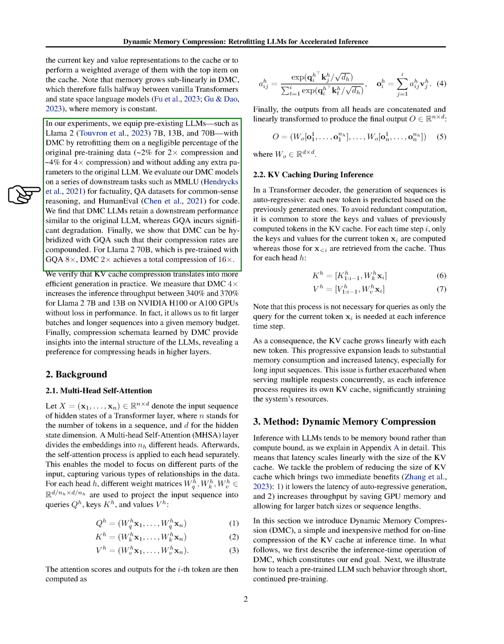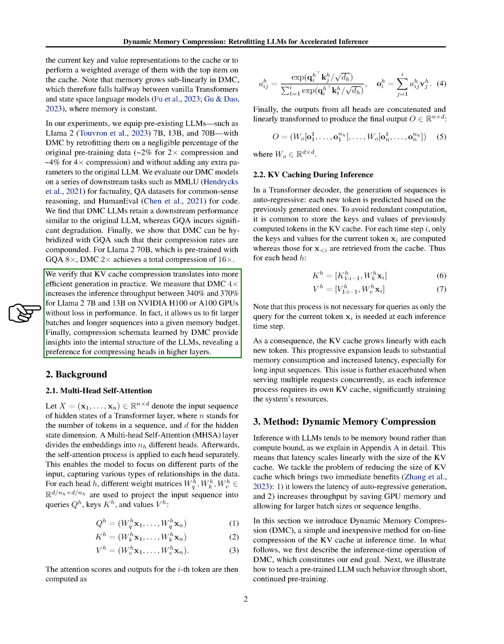We apply DMC to existing LLMs like Llama 2 7B, 13B, and 70B by incorporating it into a small portion of the original pre-training data without adding extra parameters. Evaluations on various tasks show that DMC maintains performance similar to the original LLM, unlike GQA, which degrades performance significantly. Combining DMC with GQA leads to compounded compression rates. For instance, DMC 2x with GQA 8x achieves a total compression of 16x for Llama 2 70B.